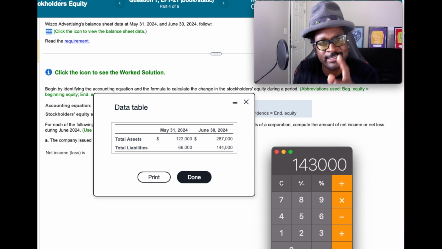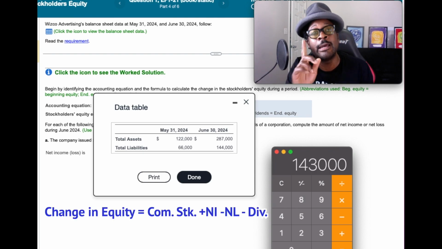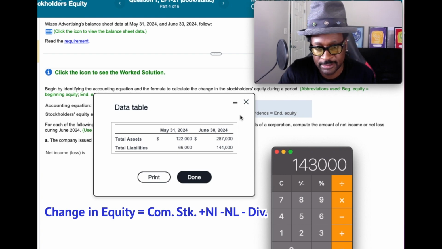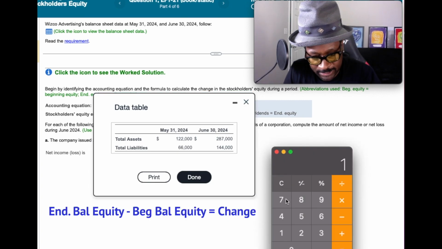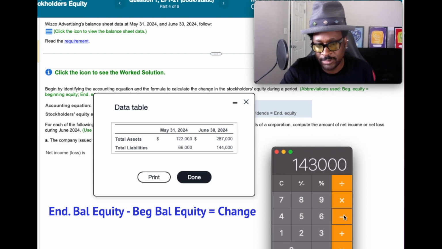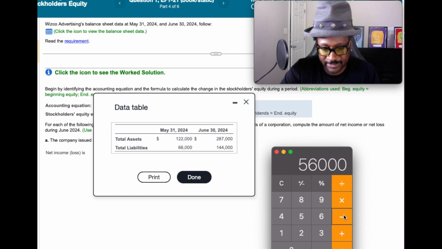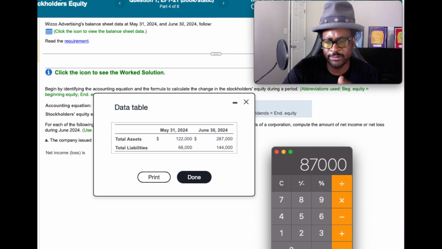And so we know that stockholders' equity is broken down into only two parts, which consist of common stock and retained earnings. Retained earnings is the net income that's earned during the period minus the dividends. So if we calculate the change for the period, we would have to take the $143,000 for the month of June and subtract that from the $56,000 from the month of May.